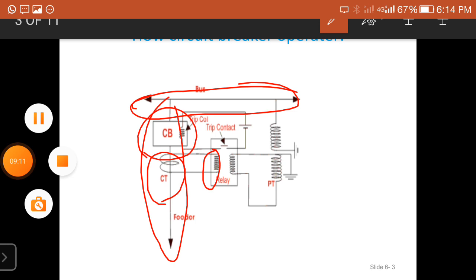The trip coil is energized by the relay. That relay operation will be studied in the second unit. Next one is the bimetallic strip. By using this bimetallic strip, the moving contact is pulled away from the fixed contact.